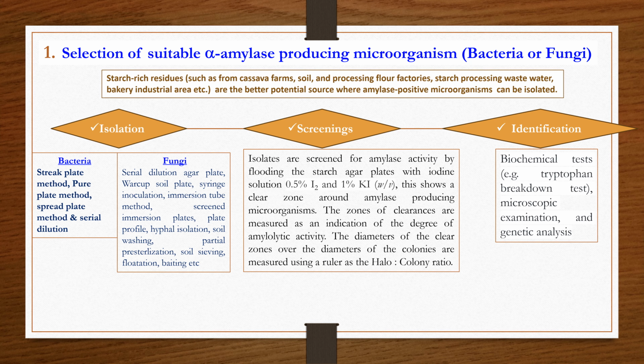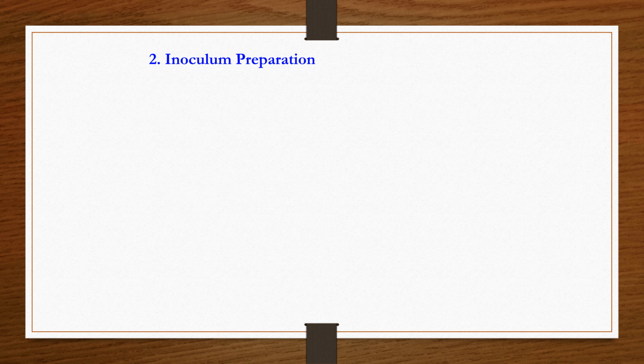Once a pure culture is obtained, various tests and analyses can be performed to identify the specific microorganism. This includes biochemical tests like the tryptophan breakdown test, microscopic examination, and genetic analysis. Let's know about the various steps involved in inoculum preparation.